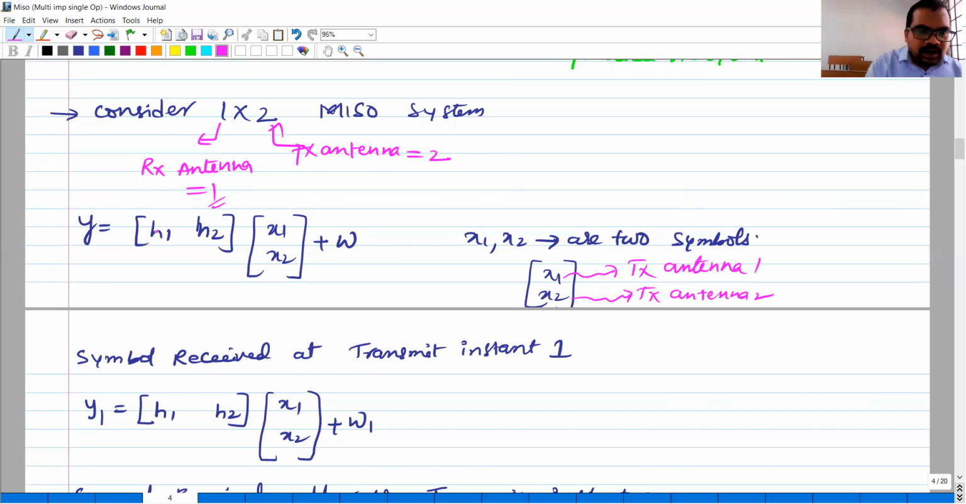Okay. And the received symbol y is equal to the coefficients of transmitting antennas 1 and 2 multiplied by the transmitting vector, plus noise. This is the MISO system vector. Here x1 represents transmitting antenna 1, and x2 represents transmitting antenna 2. These x1 and x2 are two symbols.